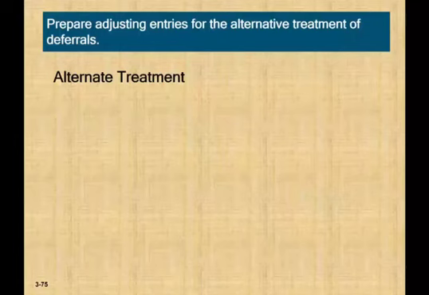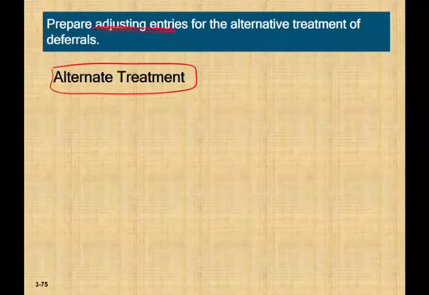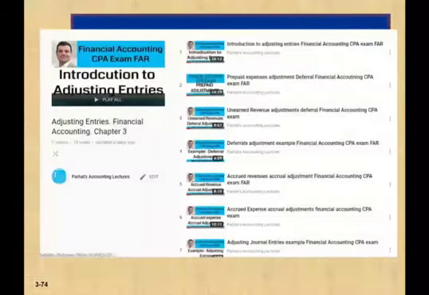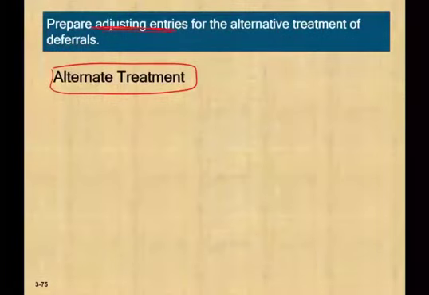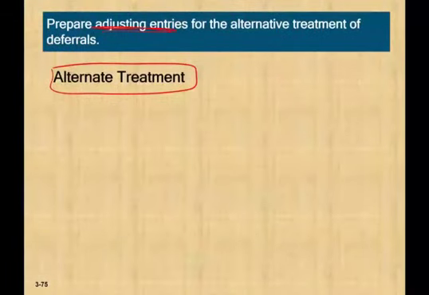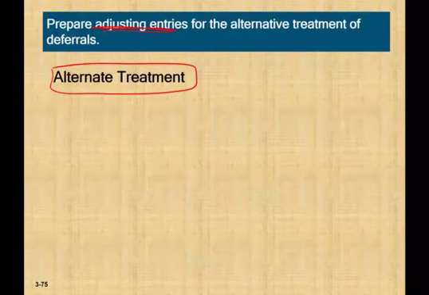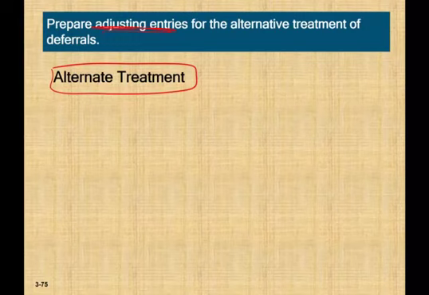This is Professor Farhat. In this session, we're going to look at the alternate treatment for adjusting entries. Now, this is part of the adjusting entries, but this is how some companies might deal with adjusting entries. So this is called alternative treatment. This is not what we learned. This is a bit unusual compared to what we learned. Why? Because this is another method, alternate treatment.